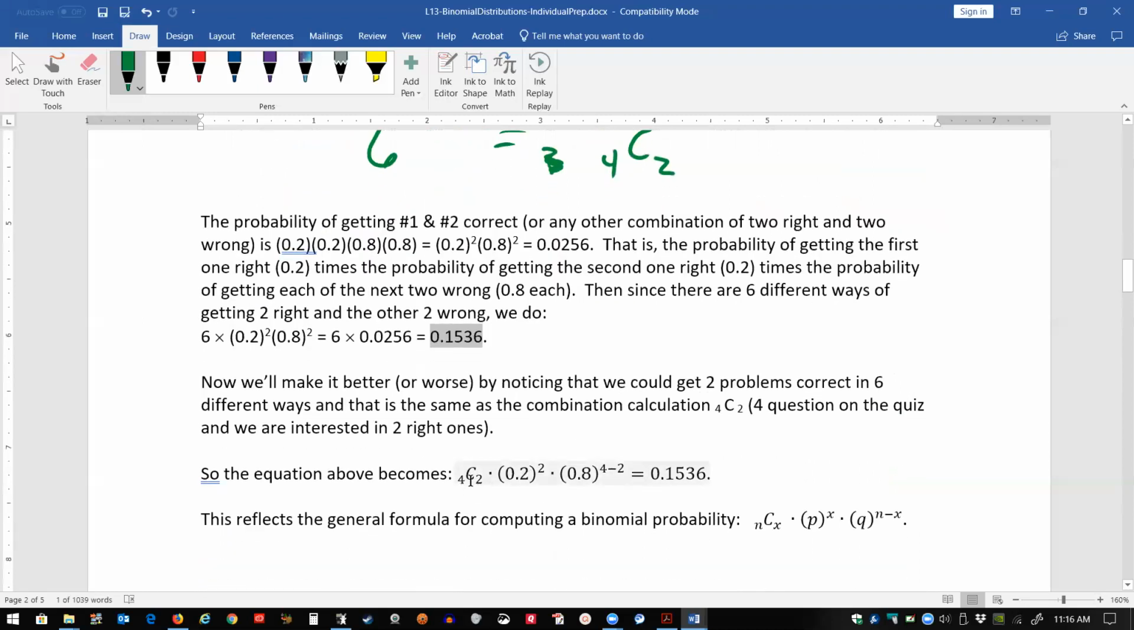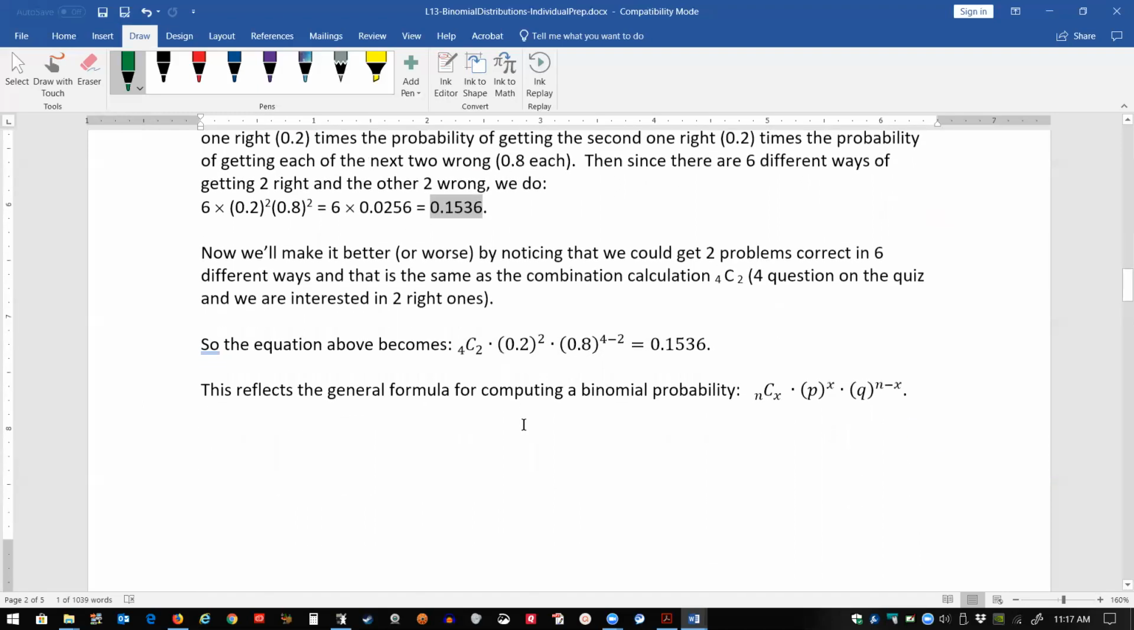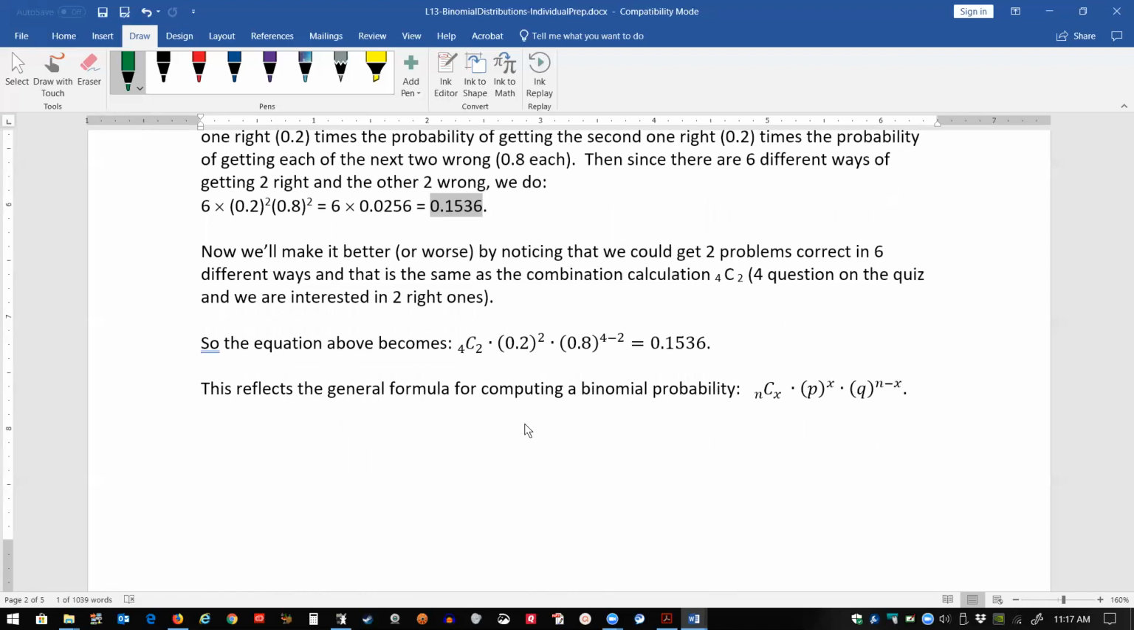Well, I told you that little hint about the combination, so we can simplify this and come up with a pattern. Essentially, this formula right here does what we just did. So we do the combinations of n things, we're choosing x of them, times the probability of success to the power of how many successes we expect, times the probability of failure to the power of how many failures we'd expect.